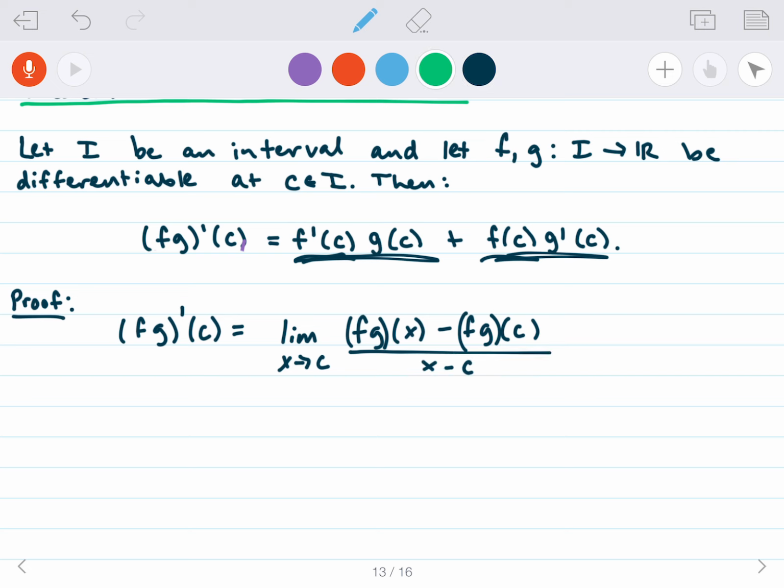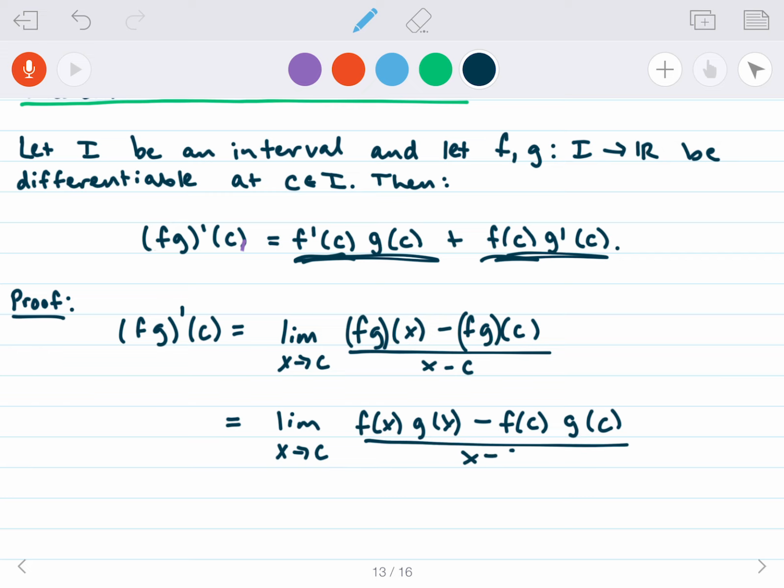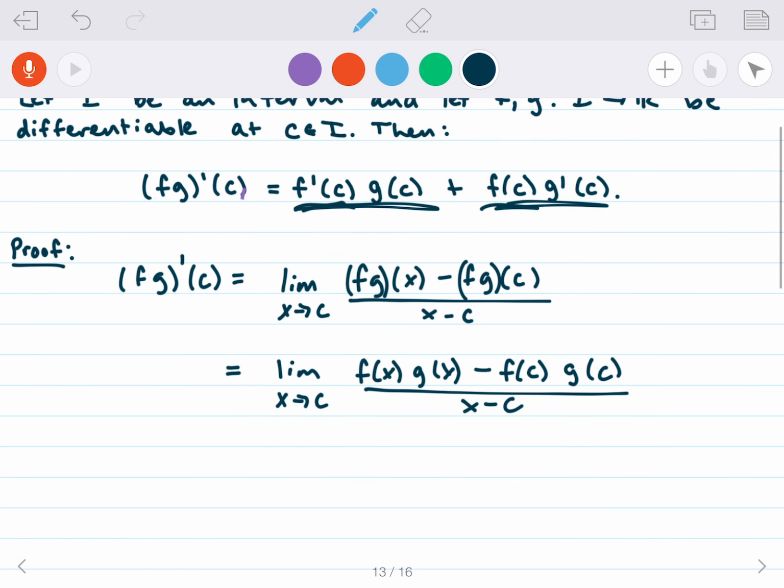So what does this mean if I have the product of two functions and I'm evaluating at x? Well, that's the same thing as just taking f of x times g of x. So this is f of x times g of x minus f of c times g of c over x minus c. And then we're going to do a stupid trick, because that's what we do in analysis. We do stupid tricks to make our lives a little bit easier.